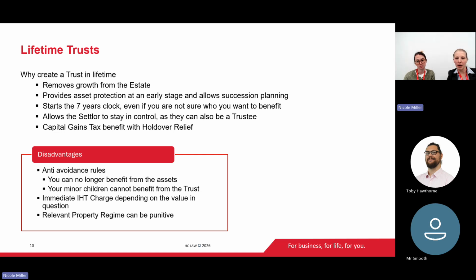If these rules aren't met, then the trust would be settlor interested, which can have a negative impact for inheritance tax purposes and income tax purposes. There's that immediate charge to inheritance tax that I mentioned a moment ago, depending on the value in question, and also the relevant property regime is not ideal from a tax point of view.